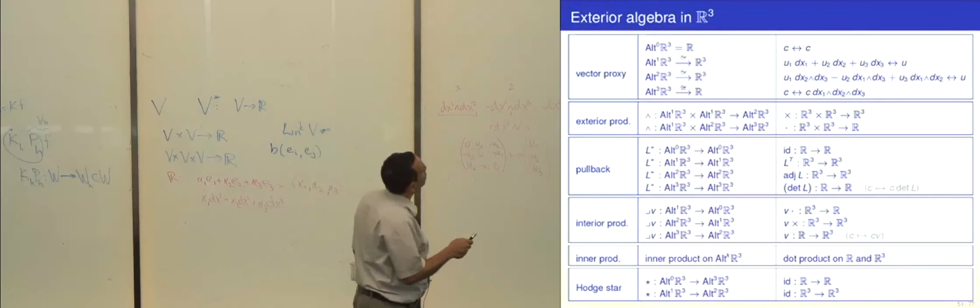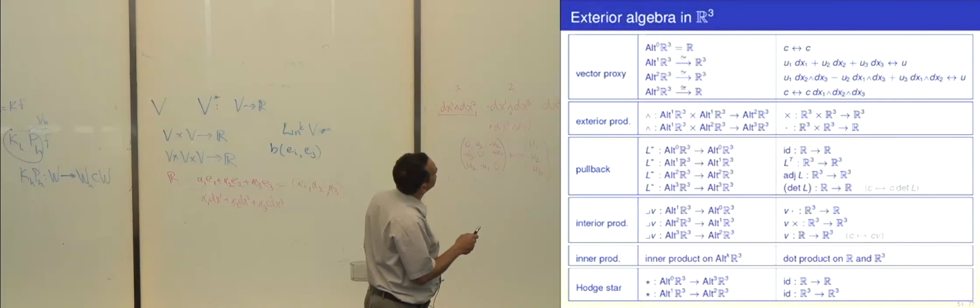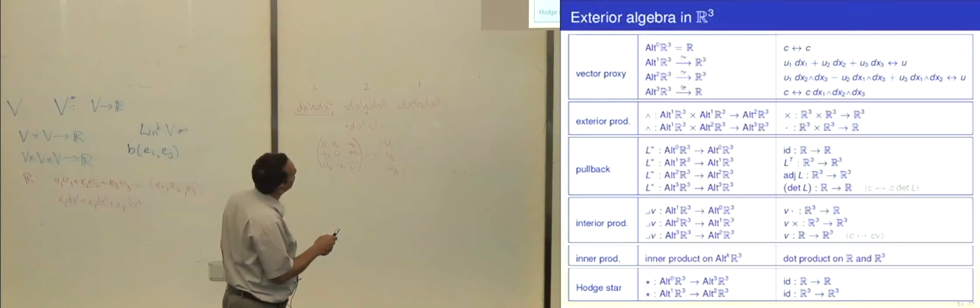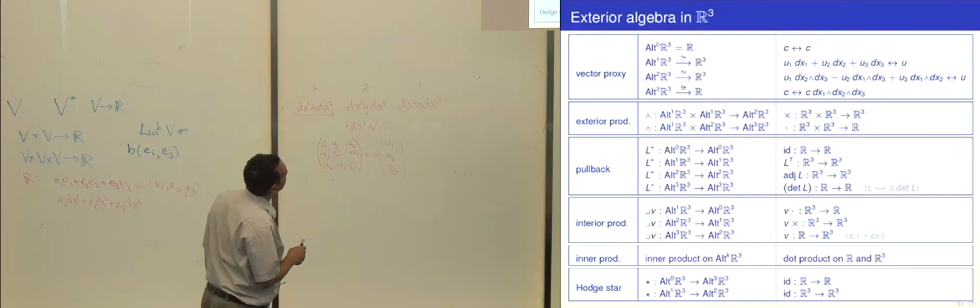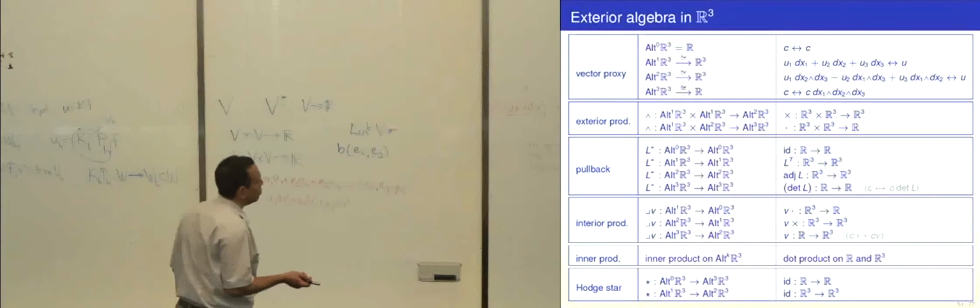Let me say what you could do in n dimensions. In n dimensions, well, you still have Alt^0 Rn is R, Alt^1 Rn is isomorphic to vectors in Rn. Then Alt^(n-1) of Rn is like Rn, and Alt^n of Rn is like R. But the ones in between 1 and n minus 1 don't have vector proxies. They have sort of skew matrix proxies.